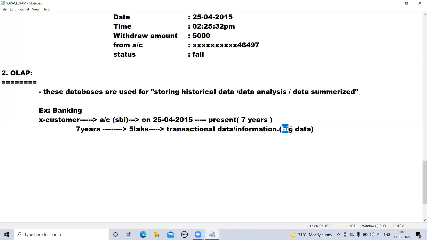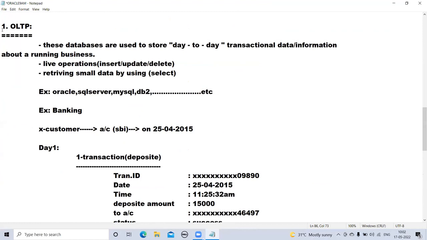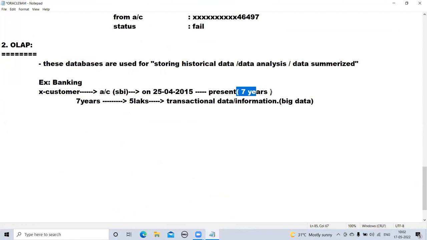So this big data, this historical data, where do we want to save it, sir? This historical and big data cannot be saved under OLTP databases. Historical data cannot be saved into OLTP because OLTP is only for live transactional data, that is day-to-day. But here, it is 7 years of historical data. So in this kind of situation, people use OLAP.